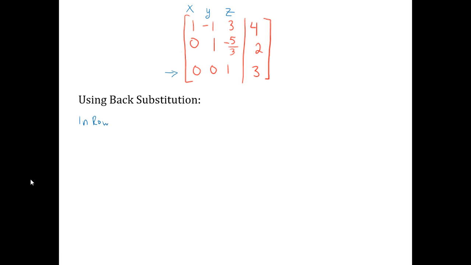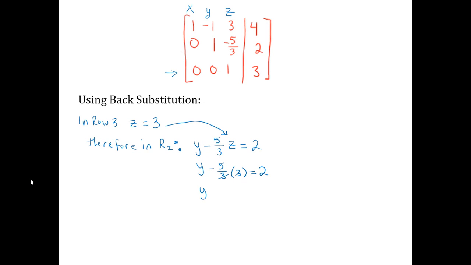So I'm going to use row 3. And in row 3, z equals 3. That's already given because we solved for that. Therefore, in row 2, we got the equation y minus 5/3 z equals 2. Substitute 3 into z, we end up with y minus 5/3 times 3 equals 2. 3 cancel. We end up with y minus 5 equals 2. Add 5 to both sides. And we end up with 5 plus 2, which is 7. So y equals 7, z equals 3.